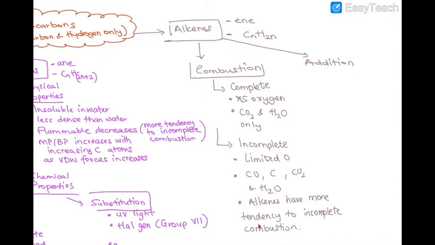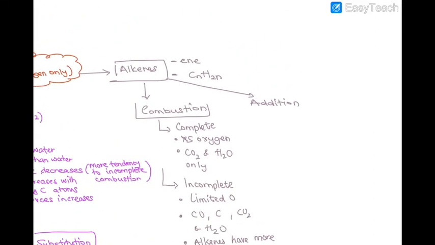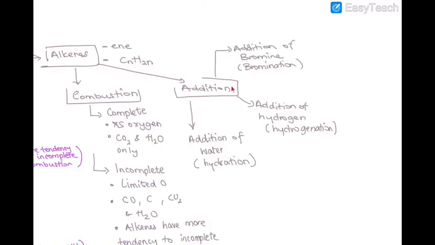However, alkenes have more tendency towards incomplete combustion. So there's more chance that you're going to get carbon monoxide, carbon dioxide and water. So you're going to have a sooty flame here. And the second type of reaction undergone by alkenes is addition reactions. Now there are three kinds of addition reaction: addition of bromine, bromination; addition of hydrogen, hydrogenation; and addition of water, which is hydration.